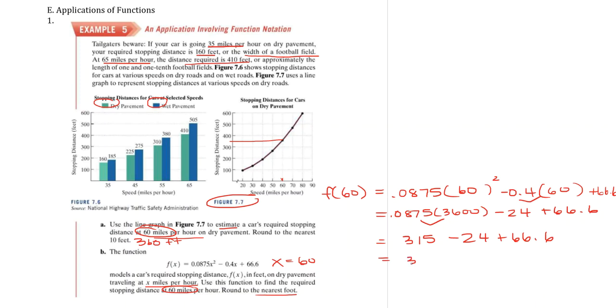This is equal to 357.6, and if I round to the nearest whole number, that's closest to 358 feet. So the stopping distance at 60 miles per hour would be 358 feet according to this function rule. And if you compare that to the estimated answer we got in part A, we're pretty close with our estimation.